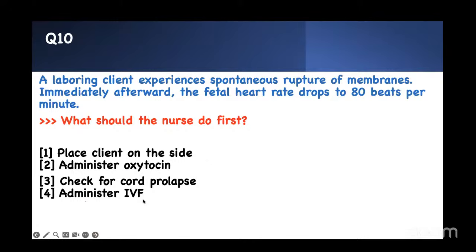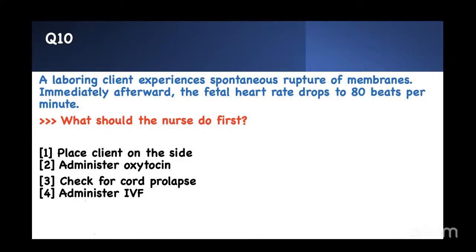And the last one, a laboring client experienced spontaneous rupture. This is the first question. I changed it. I'm trying to show you that you cannot memorize questions, because they can change it. They can flip it around, but the content remains the same. A laboring client experienced spontaneous rupture of the membranes. Immediately after that, the fetal heart rate dropped to 80 beats per minute. What should the nurse do first? Place the client on their side, give them Pitocin, check for cord prolapse, or give IV fluid.